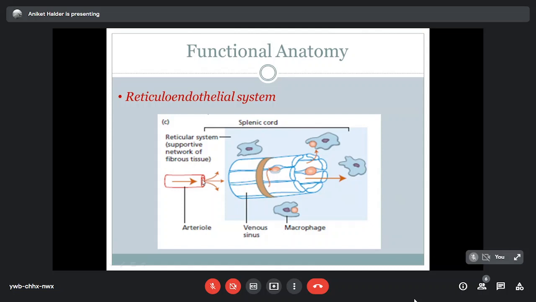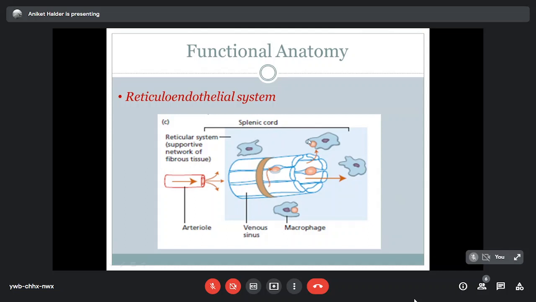It can either enter into an open circulation, an open system, that is, it can directly flow into the splenic cords. 90% of the blood enters through the splenic arteriole, the central arteriole, into the splenic cords, and less than 10% of the blood enters into the splenic veins, which are the venous sinusoids. So what happens to this blood which enters into this open system, that is, into the splenic cords?